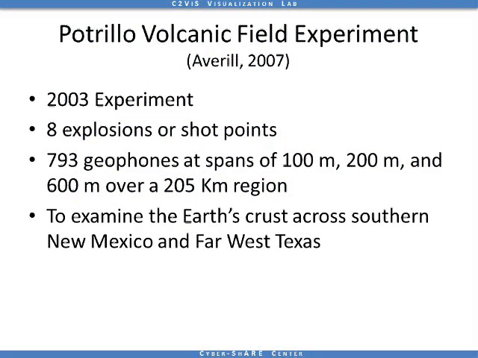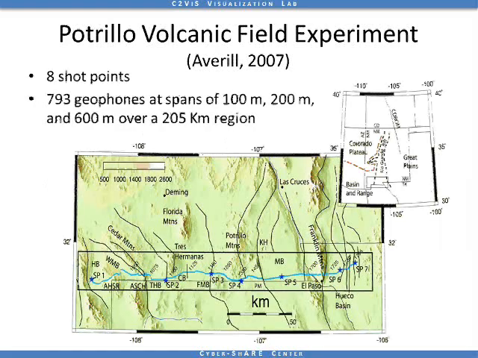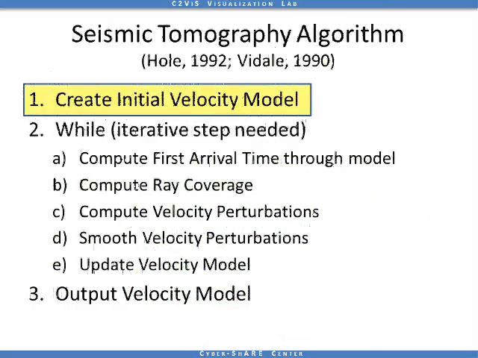The dataset was produced with the Potrillo volcanic field experiment, which included 8 explosions or shot points and 793 geophones or receivers. The purpose of the experiment was to examine the Earth's crust across southern New Mexico and far west Texas. Here's a location map for the experiment. You will notice that the experiment included 8 shot points. However, one shot point had a very low signal-to-noise ratio and was excluded from the dataset.